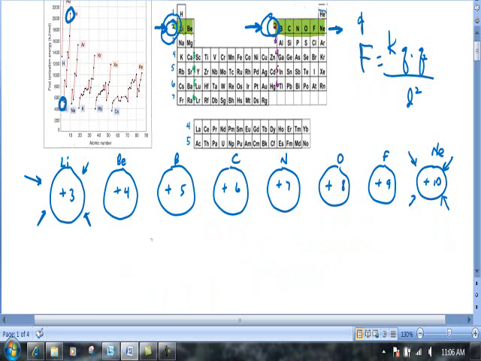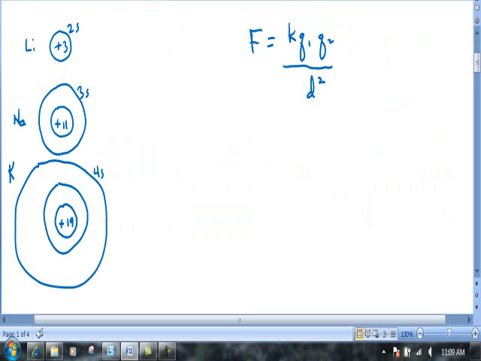And it's this increased nuclear charge interacting with the outermost electrons, causing the force of attraction to increase, that creates our trend in ionization energy that we see as we go across the periodic table. The ionization energy is going to increase.